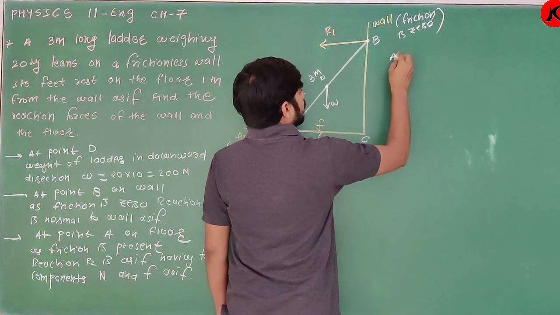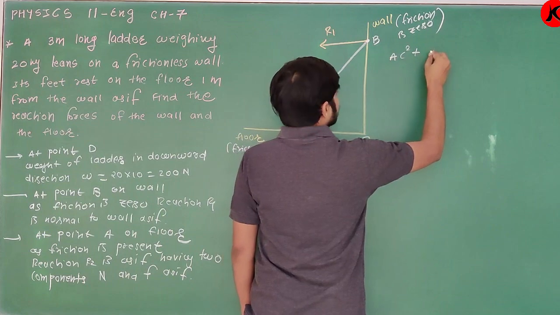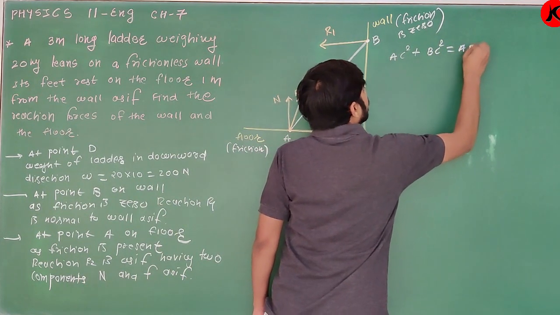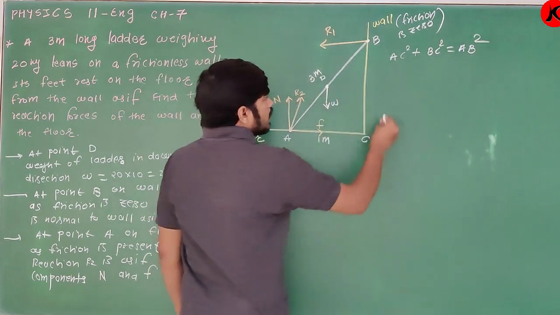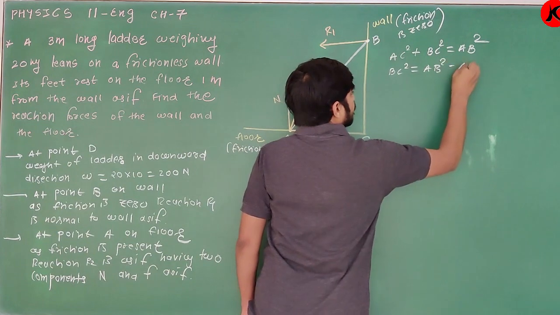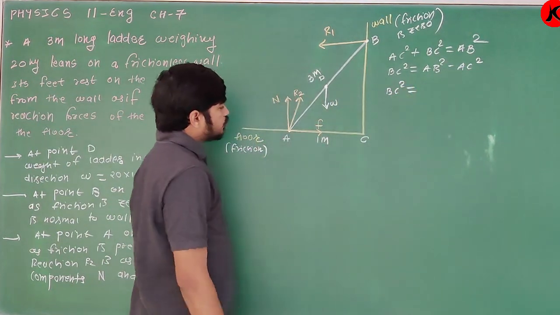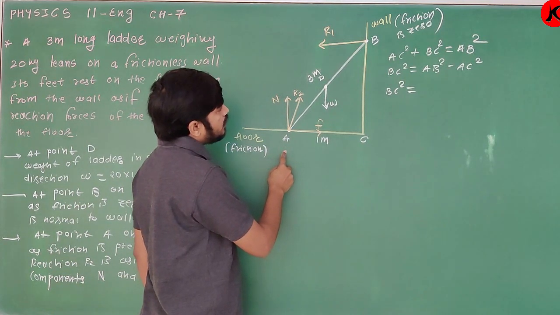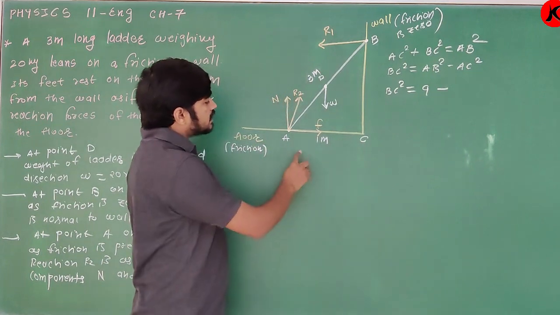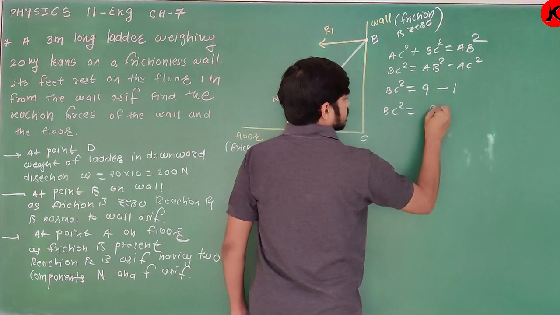So I will write the equation: AC square plus BC square is equal to AB square. Okay, so BC square is equal to AB square minus AC square. So BC square is equal to AB square. What is AB square? It is 3, 9. So AB square is 9. AC is 1. So BC square here is 8.